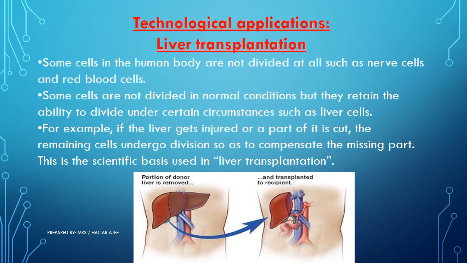Technological applications: liver transplantation. Some cells in the human body are not divided at all, such as nerve cells and red blood cells. Some cells are not divided in normal conditions, but they retain the ability to divide under certain circumstances, such as liver cells. For example, if the liver gets injured or a part of it is cut, the remaining cells undergo division so as to compensate the missing part. This is the scientific basis used in liver transplantation.